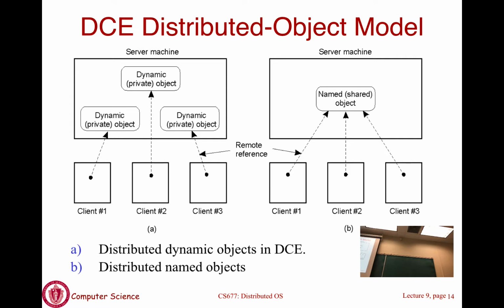Okay, but for now, all you need to know is there is this notion of a private object, which is a short lifetime object that's instantiated only for processing a request, or your shared object that has a lifetime which is equal to the lifetime of the process.